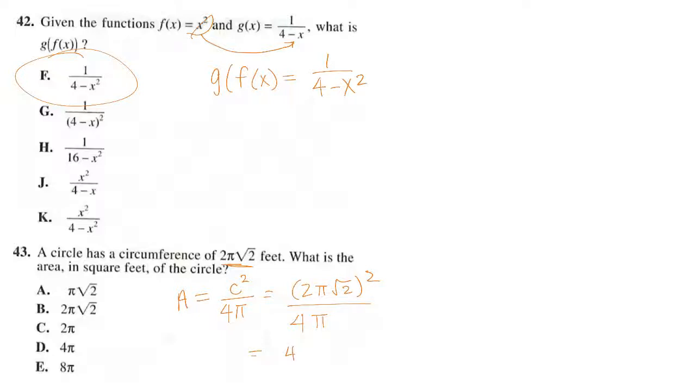And then we can continue on with our work. We have 4 pi squared, and then the square root of 2 squared, that's just going to give us 2. And that is all over 4 pi. And so notice that we're going to get some canceling here. The 4's will cancel, and one of the 2 pi's will cancel. So it looks like we're left with 2 pi.